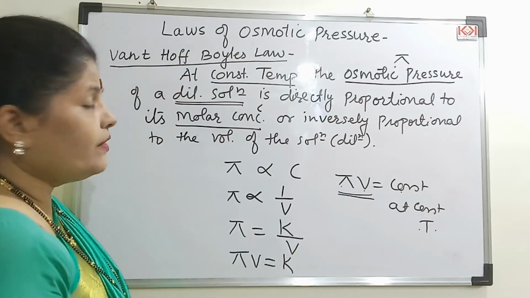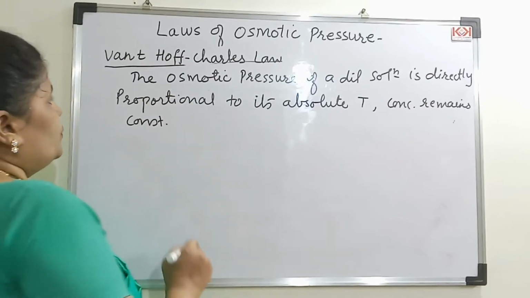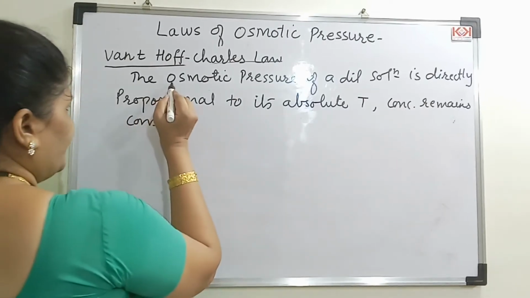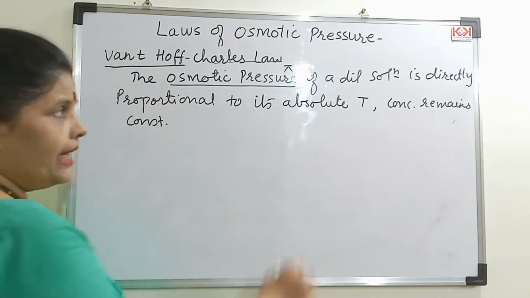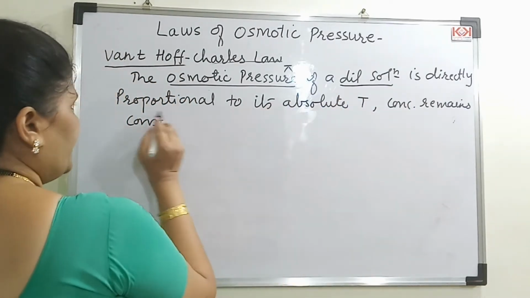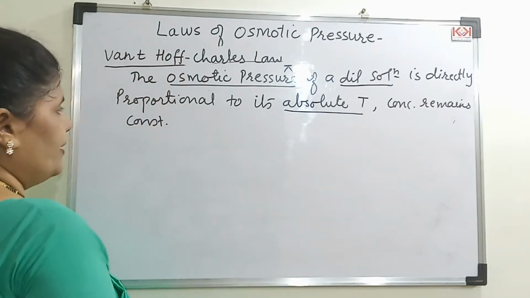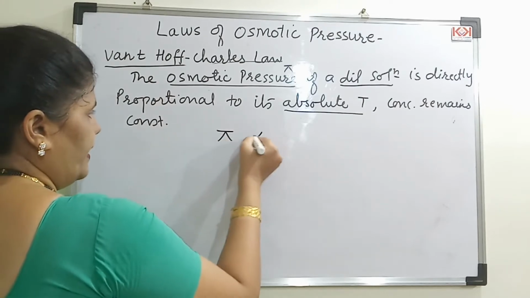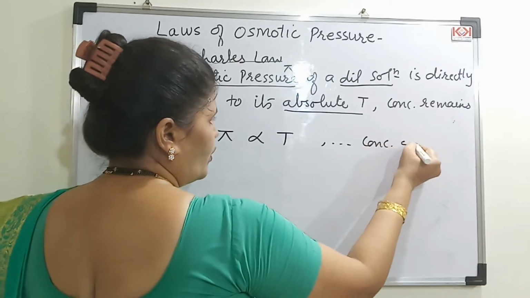Let us see Van 't Hoff-Charles law now. So this is Van 't Hoff-Charles law. Let us see what is there in this law. They say that the osmotic pressure, pi, of a dilute solution, again I am repeating, why dilute? Because it is following Raoult's law, is directly proportional to its absolute temperature. But in this case, the concentration remains constant. So according to Van 't Hoff-Charles law, pi is directly proportional to temperature provided concentration remains constant.